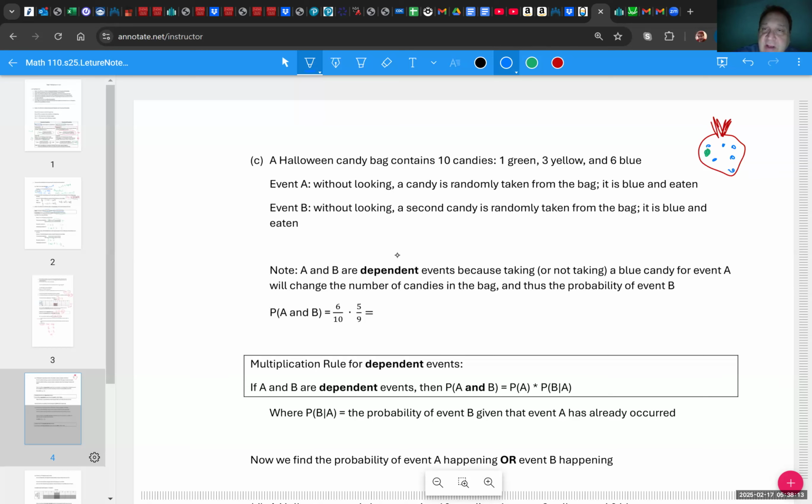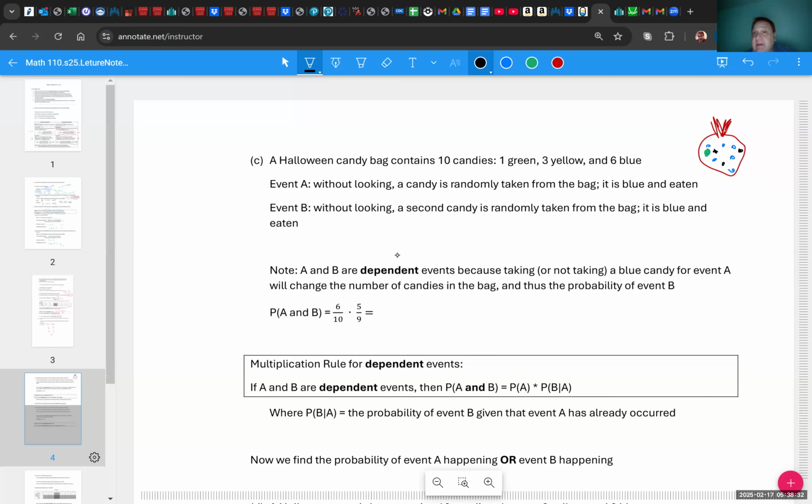And you got some, I don't have a yellow on this. I'll just call it black yellow. We got 3 of those. So we got 3 that are a very dark yellow. So those are my 10 candies in the bag. And without looking, I reach in there and I grab a candy randomly taken from the bag.